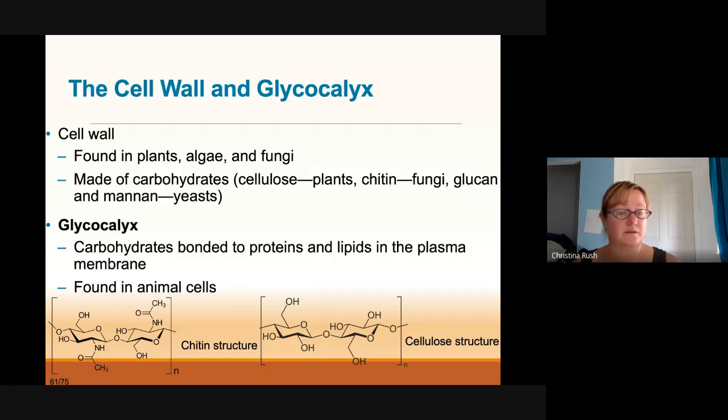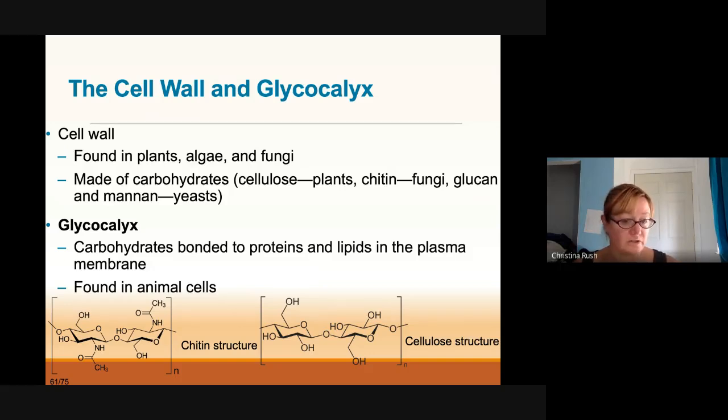So, cell wall. The cell wall in eukaryotes is going to be found in plants, algae, and fungi. It's made up of carbohydrates, where we have cellulose in plants, chitin in fungi, and glucan and mannan in yeasts. So I have the structures there at the bottom. We have a chitin structure and a cellulose structure. I didn't have room for the glucan and mannan. But you can see these are different structures.